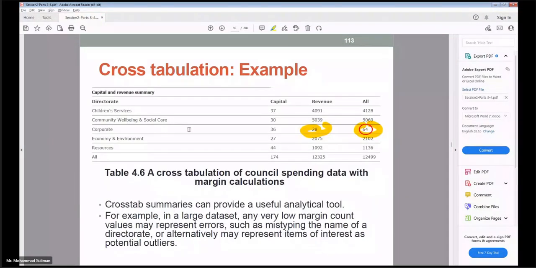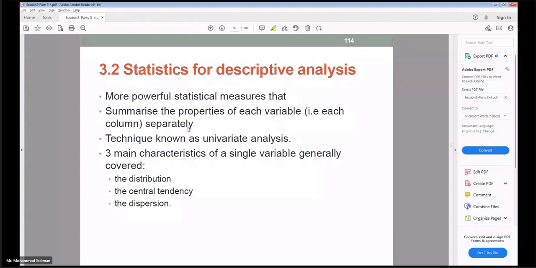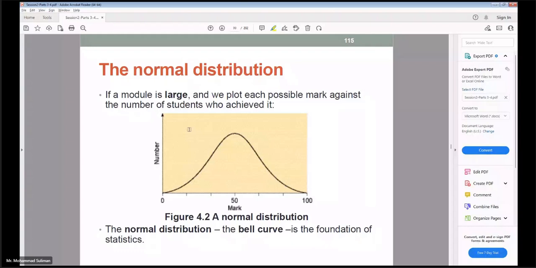Further, statistics for descriptive analysis, there are more powerful statistical measures that summarize the properties of each variable separately. Techniques such as univariate analysis can be used here to see the properties of every variable in the analysis. Three main characteristics of a single variable are generally distribution, central tendency, and dispersion. Distribution, basically how the values are distributed, can be seen in the form of a graph.